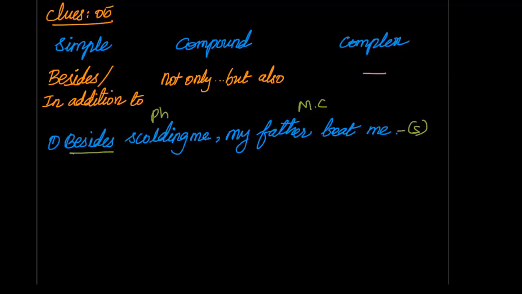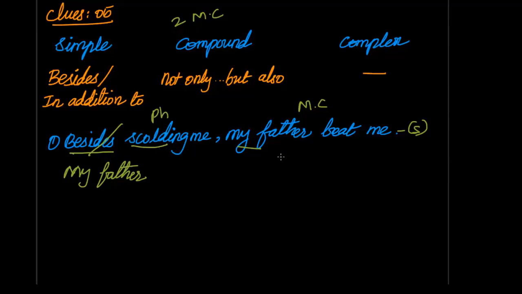Now we change this sentence into compound. Besides, we just take out the clue words, and compound means we need two main classes. So we have to make one subject here and one verb also here. We just take the verb from "scolding", the present participle. We just cut the main part here. So in a compound sentence, we need one subject. Who is scolding me? My father is scolding me. So take the subject from here, my father. We found the subject. Next we have to put the verb. We can cut out the verb from here, scold.